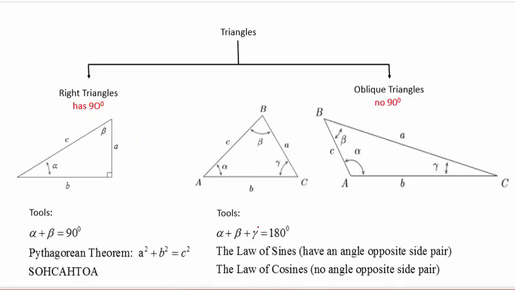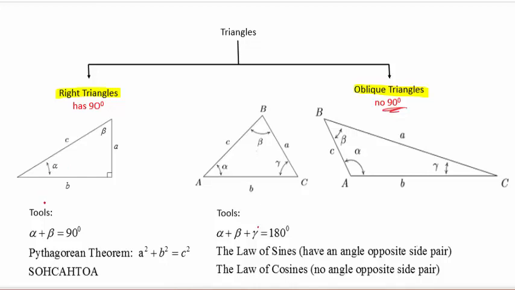Triangles can be classified in two groups, right triangles and oblique triangles. Right triangles are the ones that have a 90-degree angle, represented by this little box in the corner, while oblique triangles have no 90-degree angles.